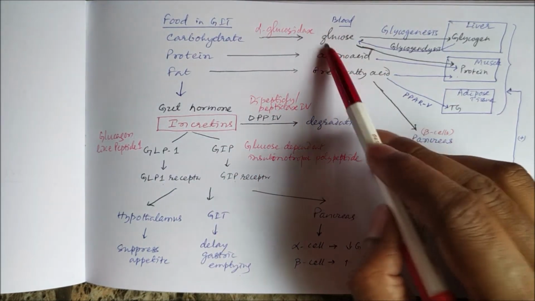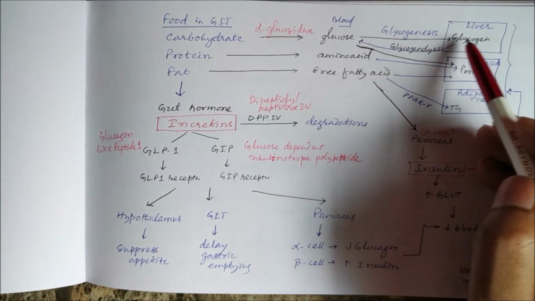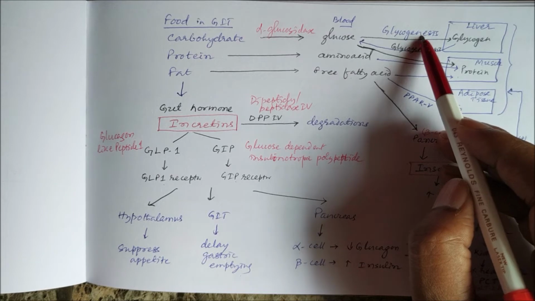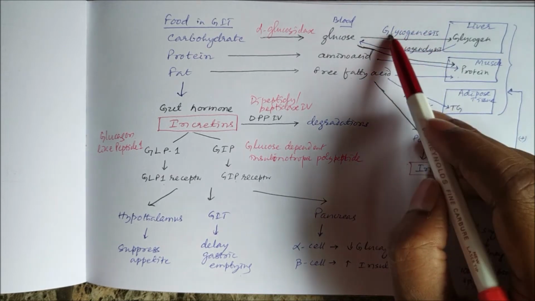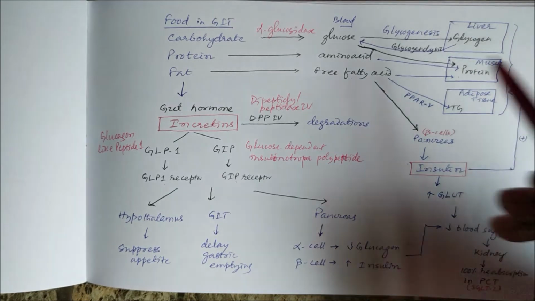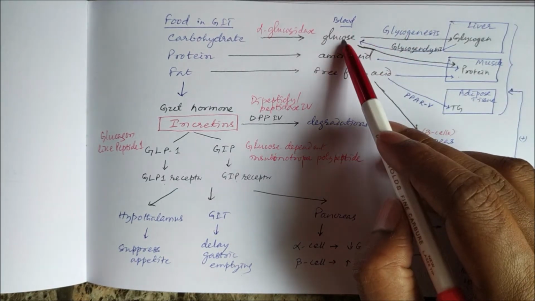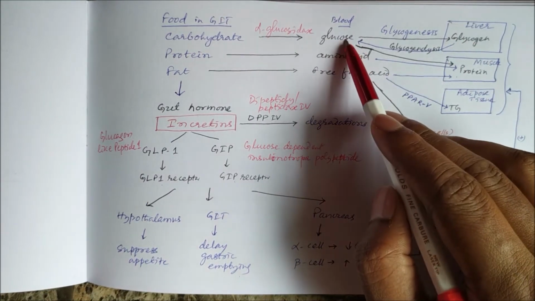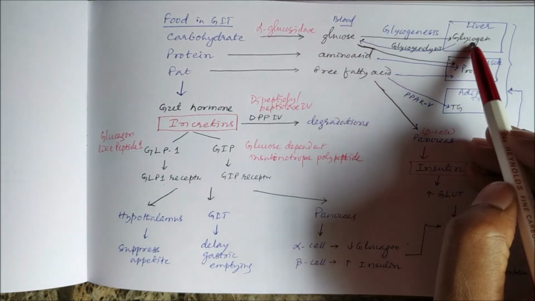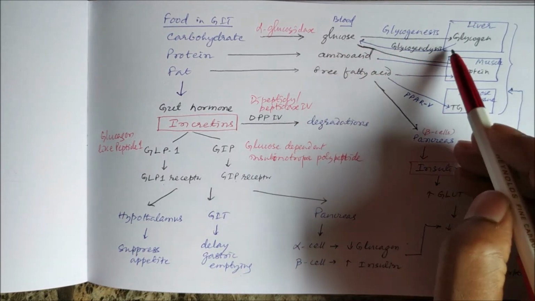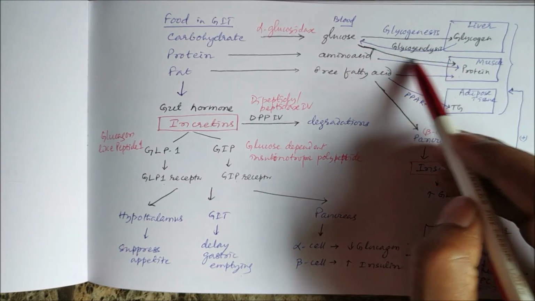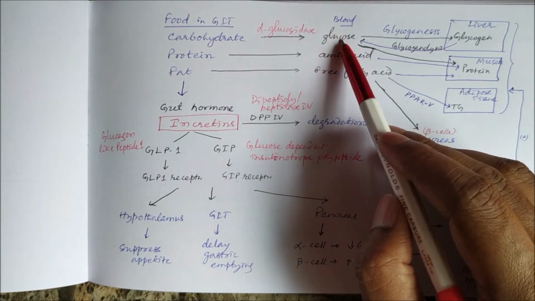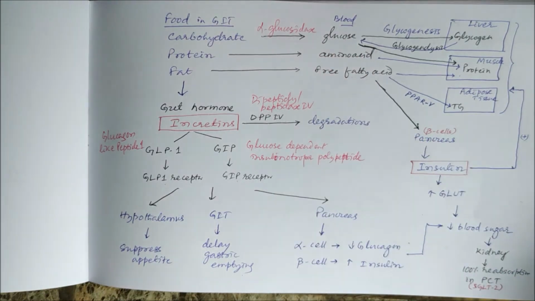Then this glucose is stored in liver and muscles in the form of glycogen, and the process is called glycogenesis. Several enzymes are involved in this process of glycogenesis. So glycogenesis will decrease the glucose level. The process by which glycogen breaks down to glucose, when there is deficiency of glucose, is called glycogenolysis. So glycogenolysis increases the blood sugar level.